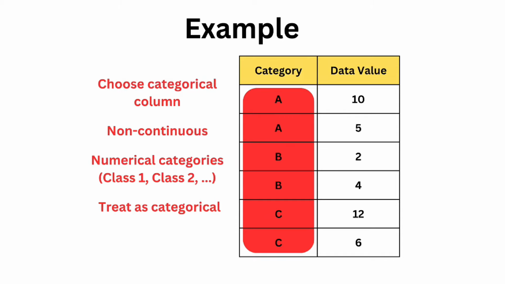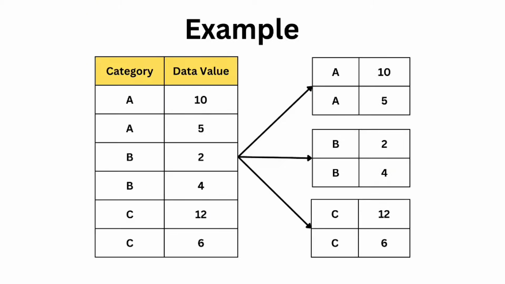So the way a group by operates is the following. We have already chosen our categorical column. Then what we're going to do is essentially split this table up on a per category basis. So we have everything that went with category A, then B, then C. And then we have the corresponding data values.